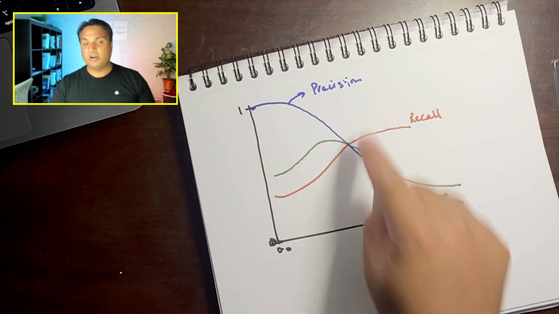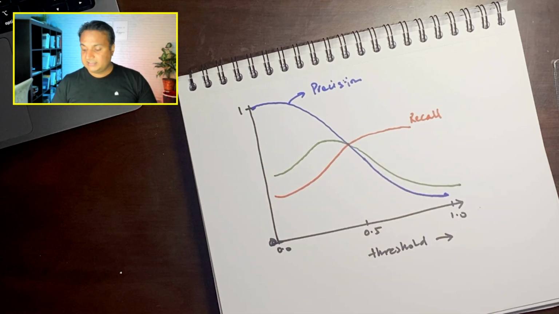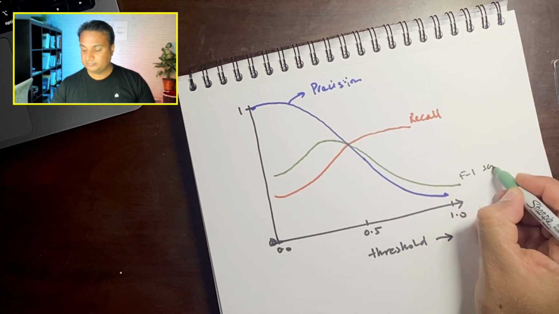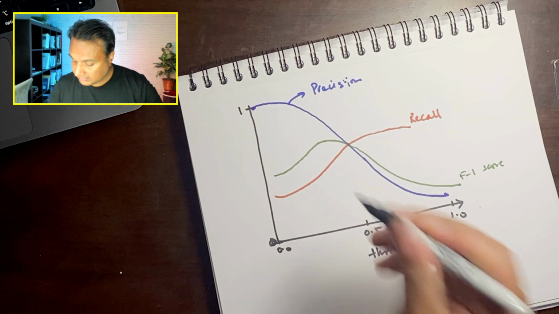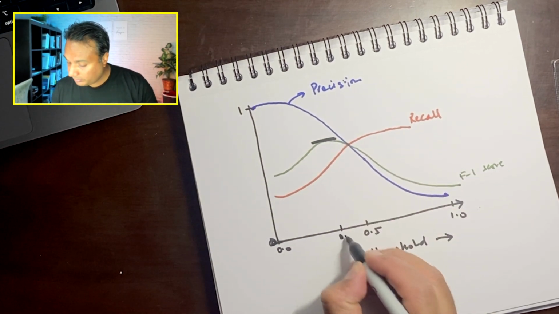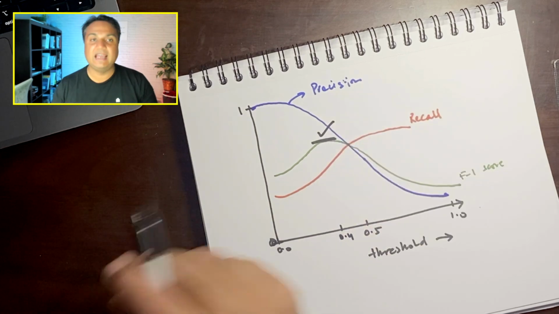Once we have plotted these charts, we can see at what point the value of this F1 score is maximum, which we can see is this point for this particular data, which could be, let's say, 0.4. And then we take this as our threshold for deciding if the class belongs to the 0 or 1 class.